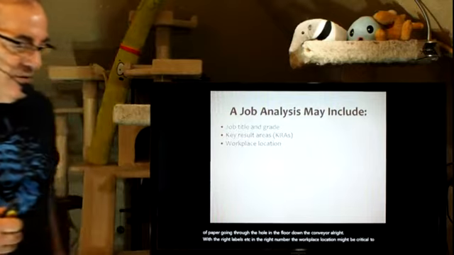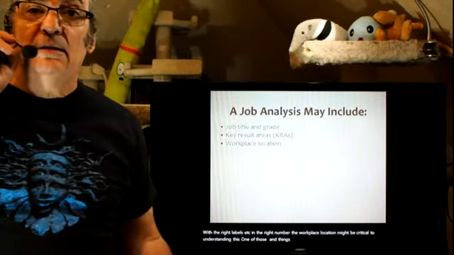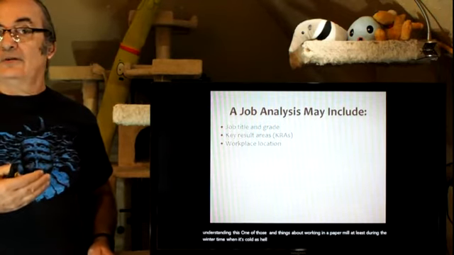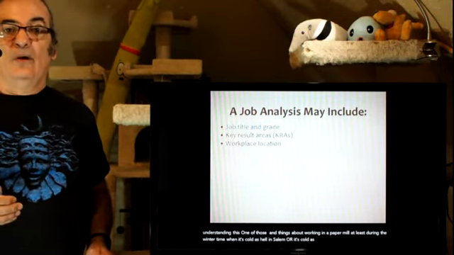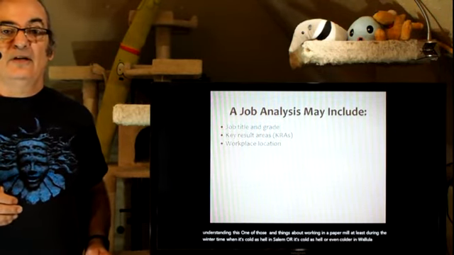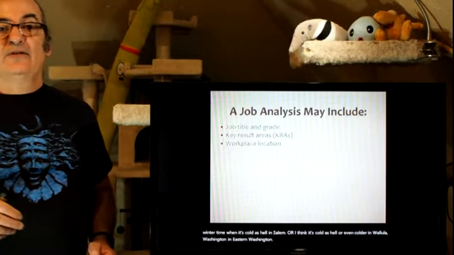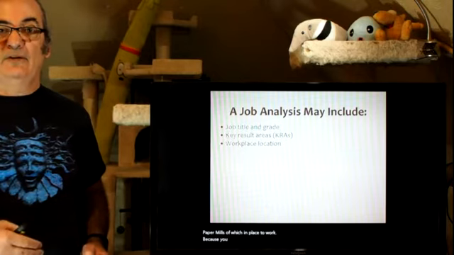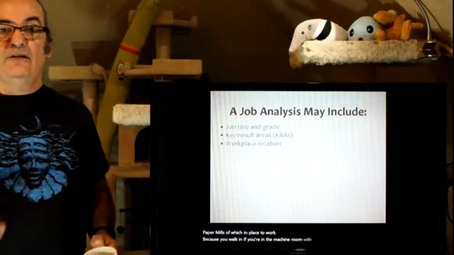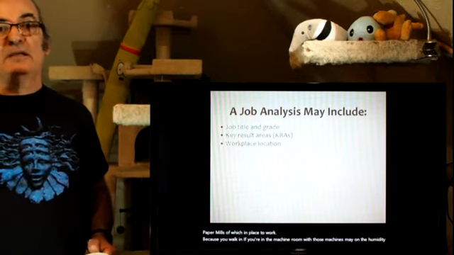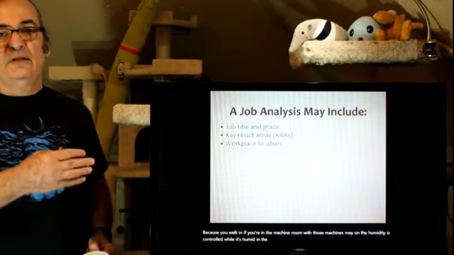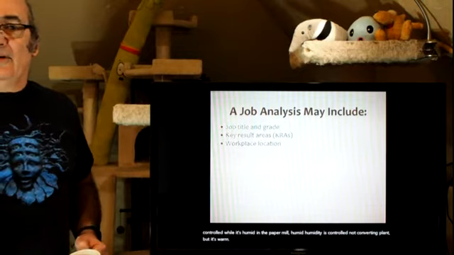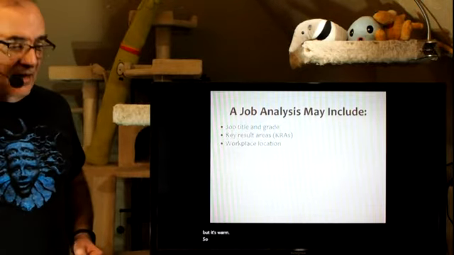One of the bitchin' things about working in a paper mill, at least during the winter time, when it's cold as hell in Salem, Oregon, and it gets cold as hell, or even colder in Wallula, Washington, in eastern Washington, paper mill's a bitchin' place to work. Because you walk in, if you're in the machine room with those machines, man, the humidity is controlled. Well, it's humid in the paper mill. Humidity is controlled in a converting plant, but it's warm. So, you dress like this once you get inside.